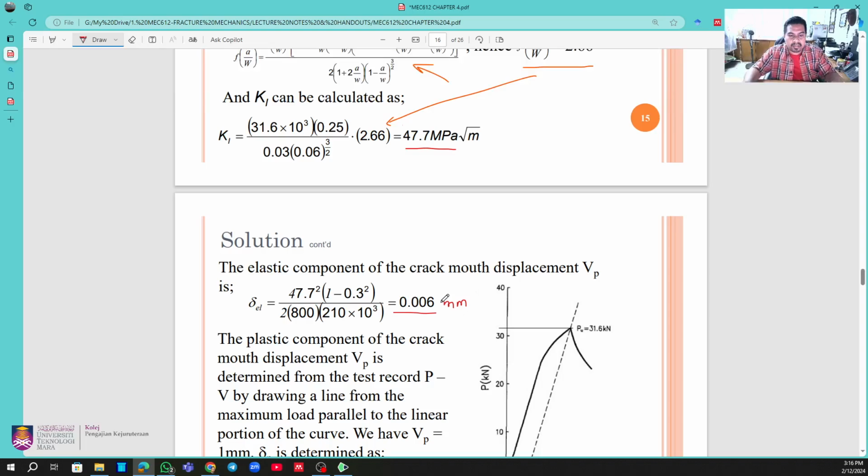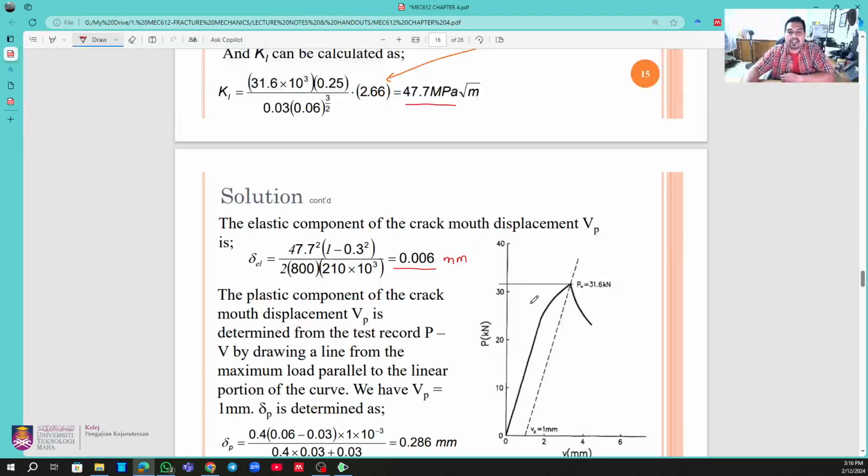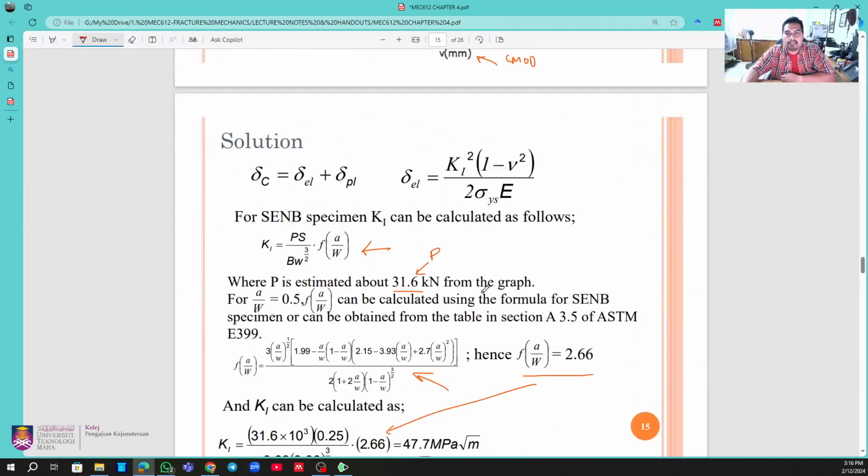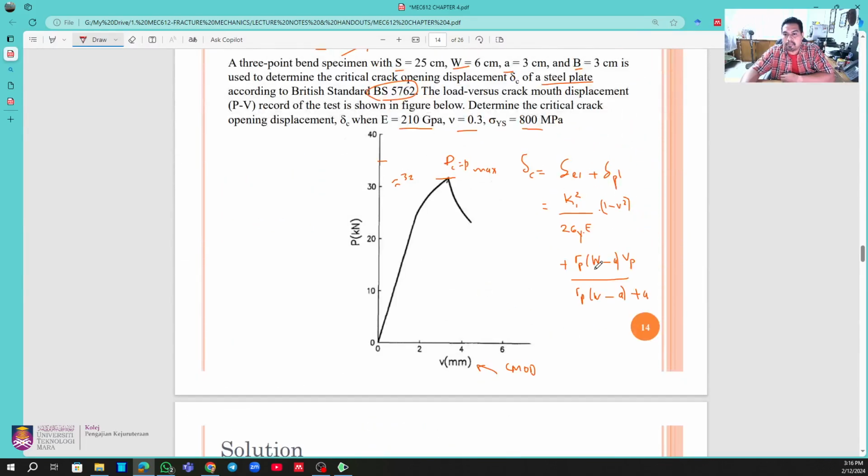I mean, the challenge is to calculate the plastic component. So have a look at the plastic component here. The plastic component of the crack mouth displacement is VP. Bear in mind, the formula for the VP is this one, which I already put here: RP multiplied by W minus A, multiplied by VP. The challenge is now to obtain the VP value.